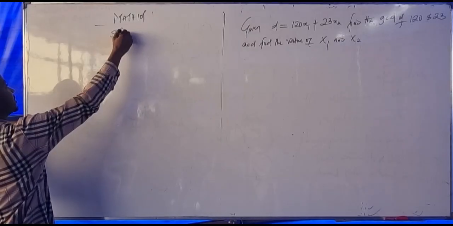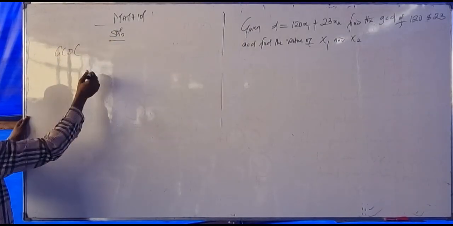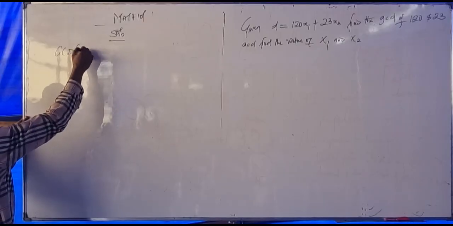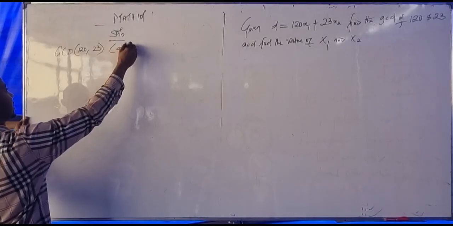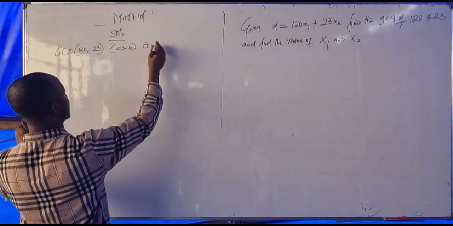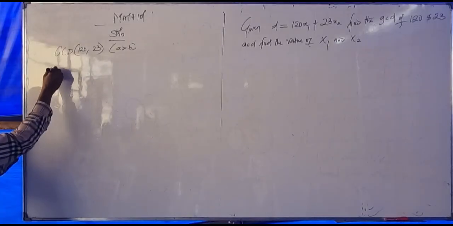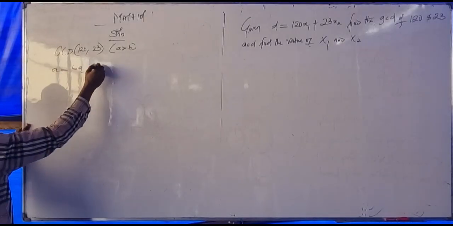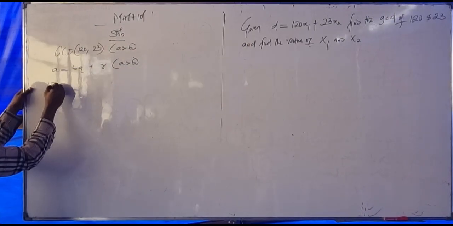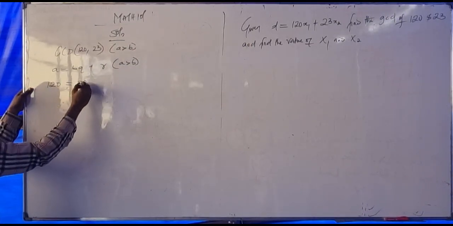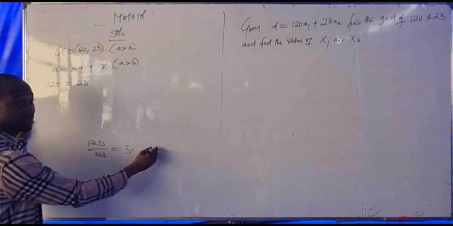Solution to this. GCD of 120 and 23, where A is greater than B, is calculated by using the formula A equals BQ plus R. A is 120 and B is 23. Divide 120 by 23. What do you have? 5 point something.